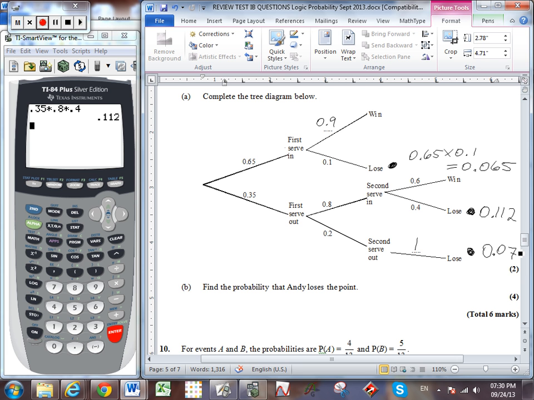And if I add these three probabilities together, 0.065 plus 0.112 plus 0.07, there we go. I get a total probability of 0.247, a 24.7% chance of him losing the point.